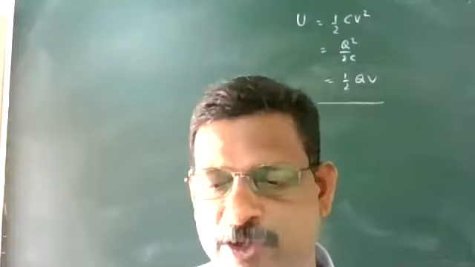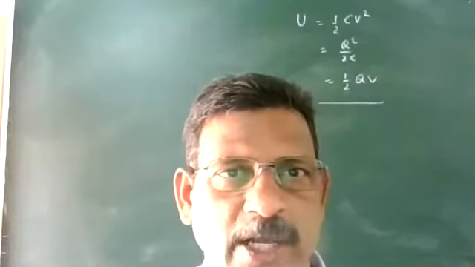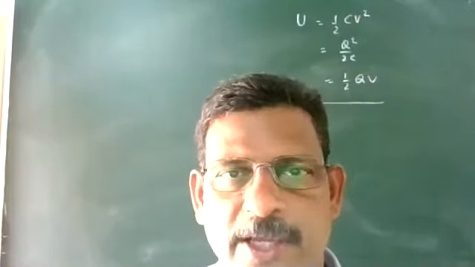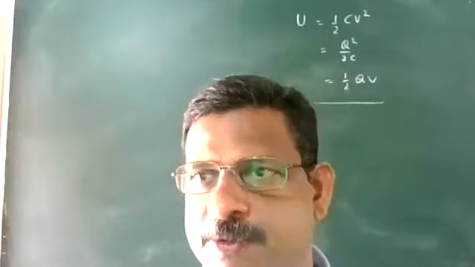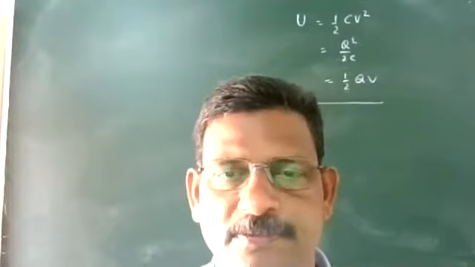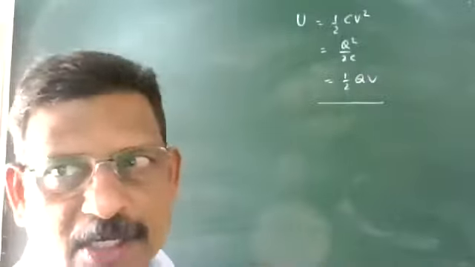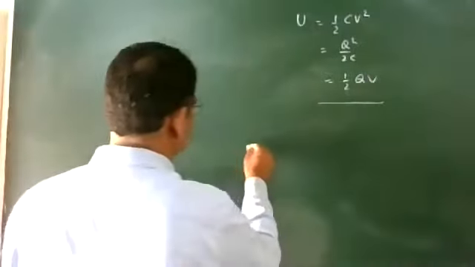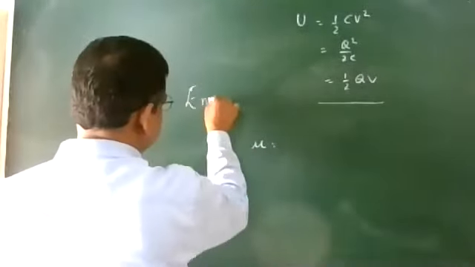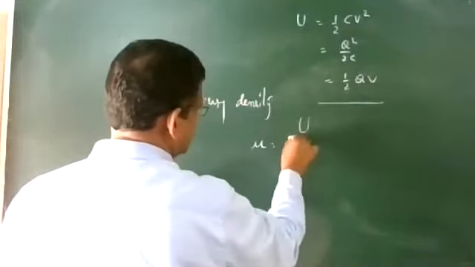Next point is, what is the energy density? Energy density stands for energy per unit volume. When you take a capacitor, it's an arrangement. Area of cross section is there, separation is there, so you can find out the volume of the capacitor arrangement. Energy per unit volume is known as energy density. Energy density is represented by small u. Energy density is equal to total energy divided by volume.